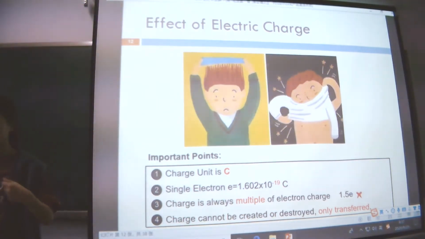When you remove the sweater, what will happen? It makes a sound. And last year, when I was going to bed in this cold winter, I just opened my fridge and saw some sparks, a little spark. That is the effect of electric charge in our life.